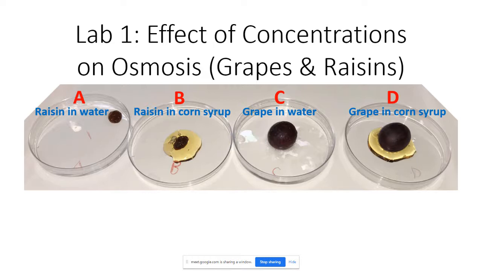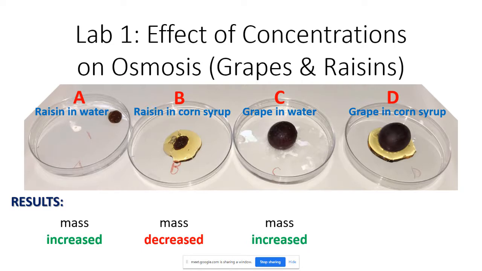And when you go to the overall change in mass at the very end, you would see that the raisin actually has its mass increased ever so slightly in A. In B, the raisin has actually decreased in mass. It's shrunk a little bit. The grape in C, the mass has increased. And then the grape in the corn syrup, the mass has decreased.